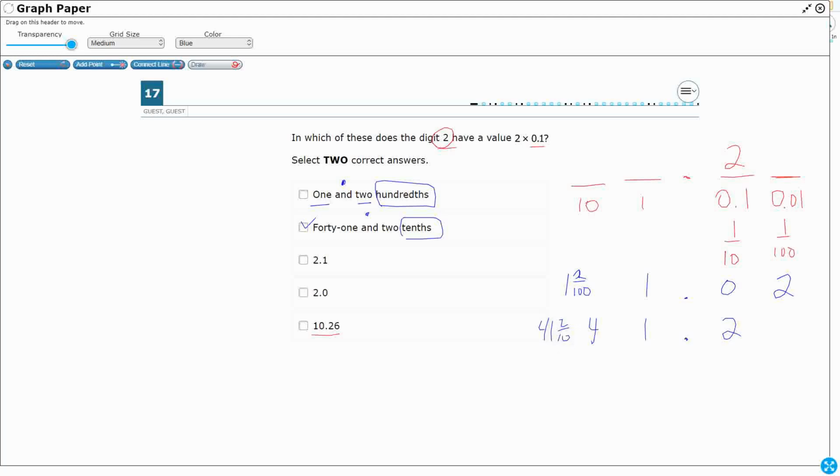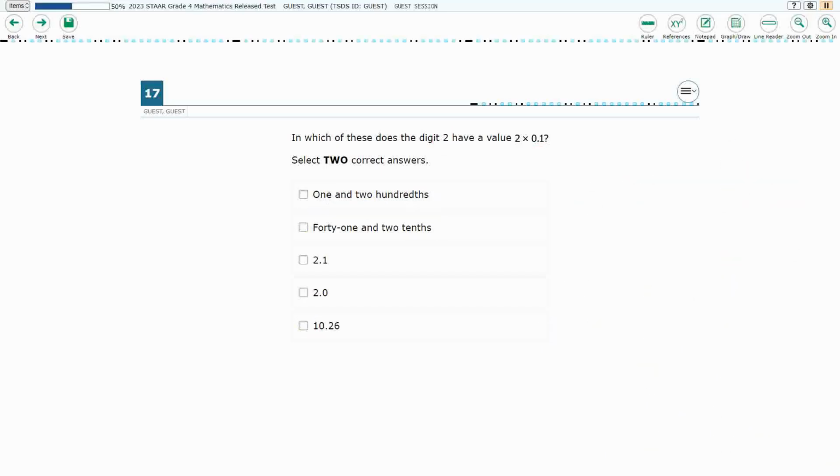These other three are pretty simple because they give it to you as decimals. That's not going to work. 2.0, not going to work. But then we've got this 10.26. That works because I've got the 2 right where I need it. So it's my second and fifth options.